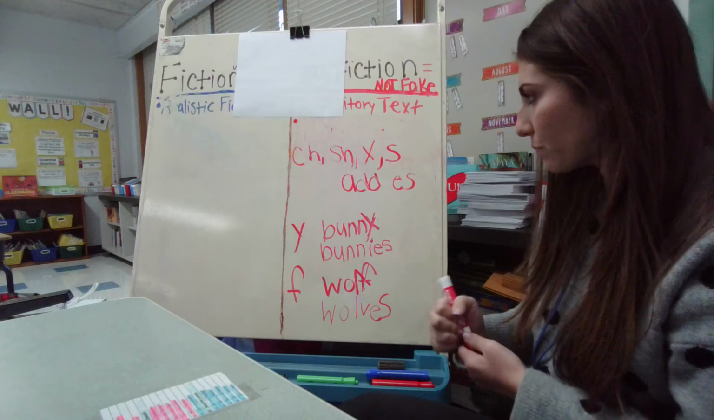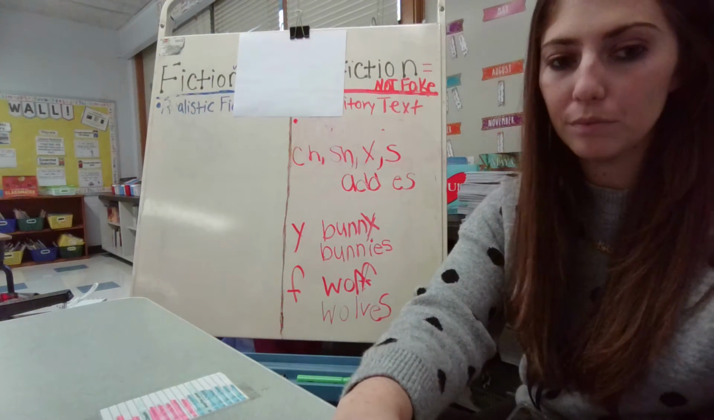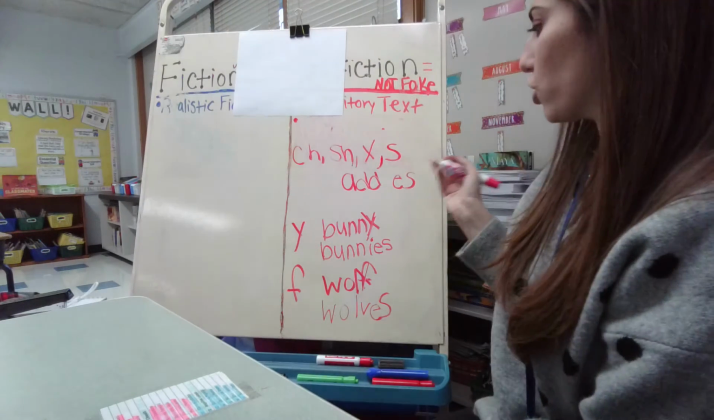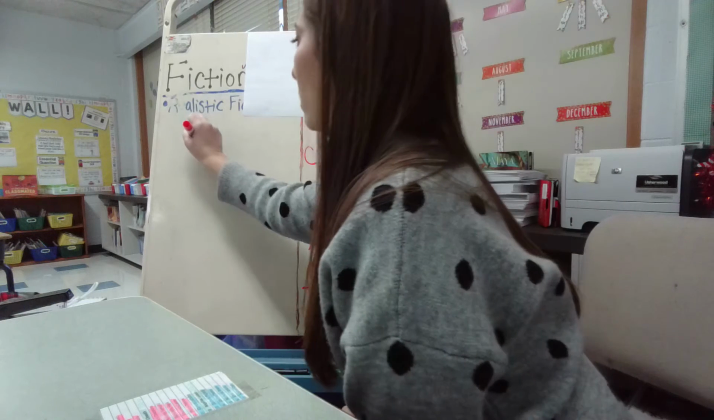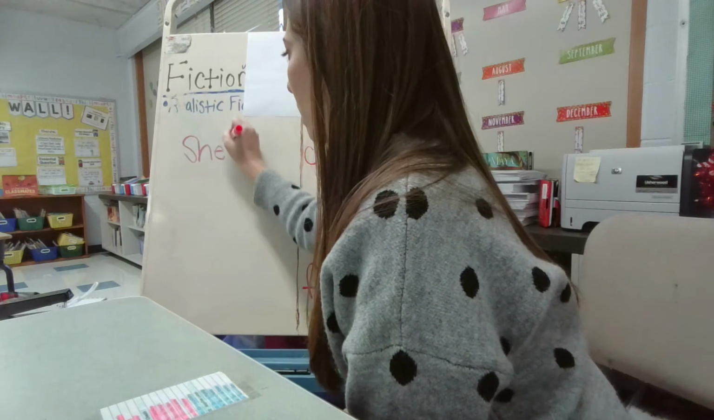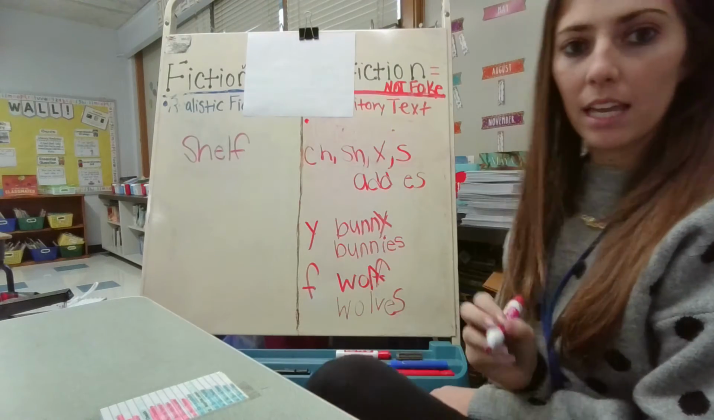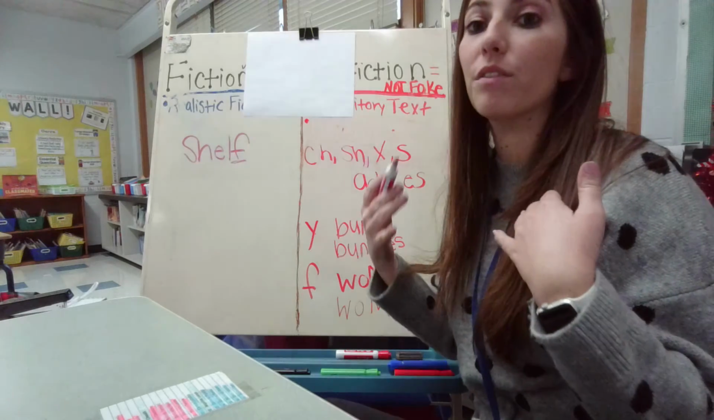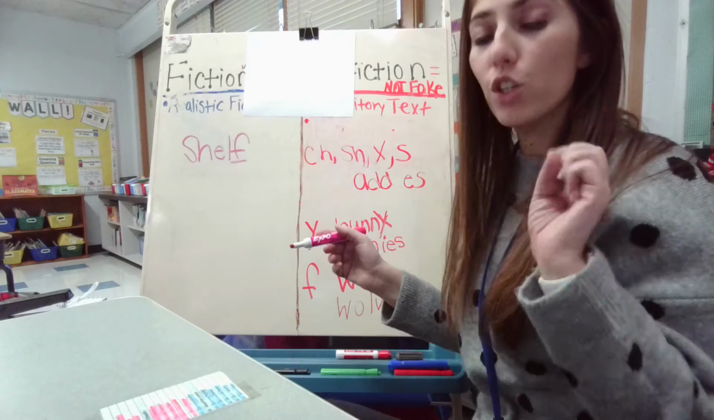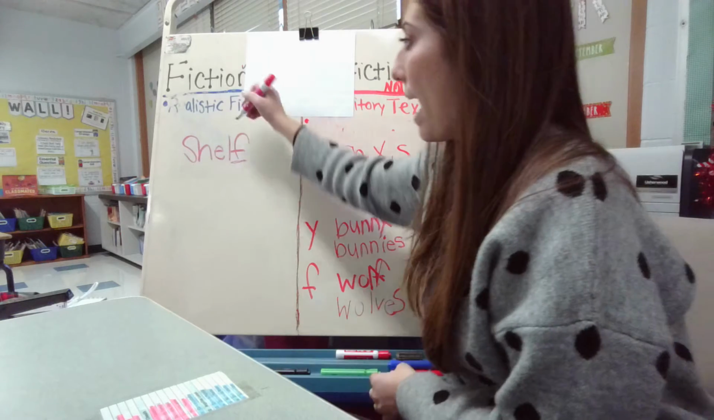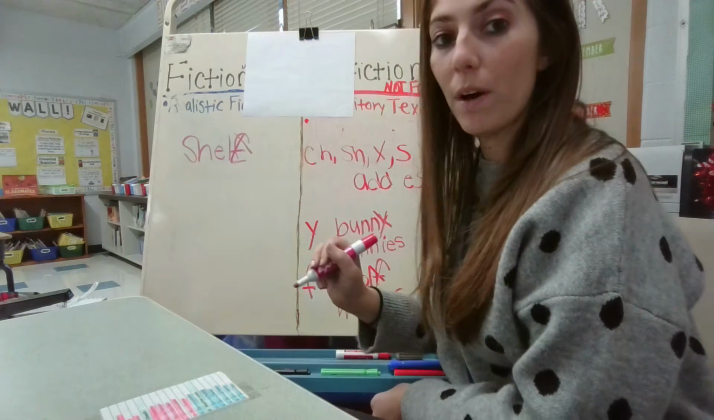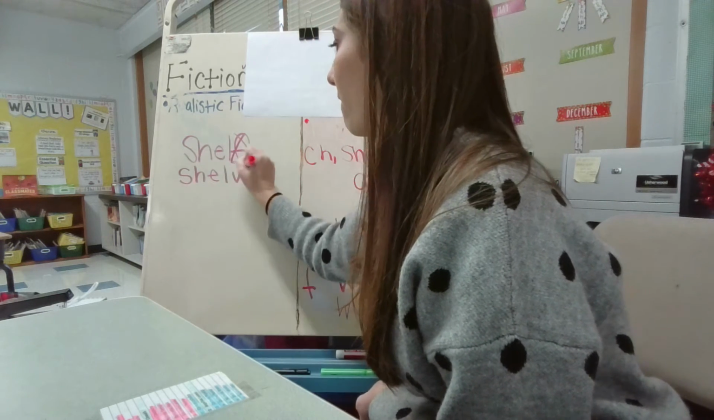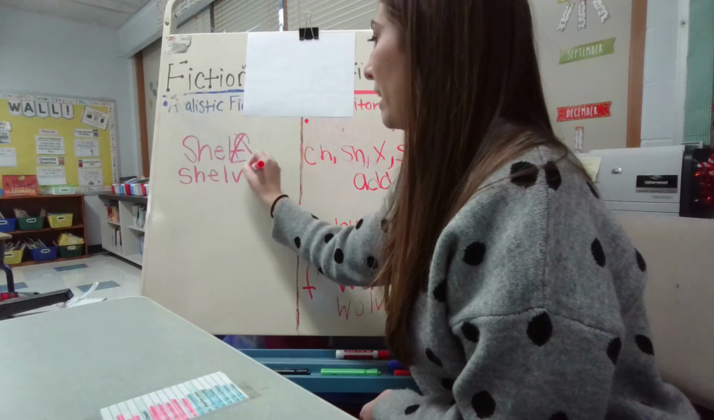Let's practice with a couple more of these. Let's look at the word shelf. Shelf ends in an F. Okay, so if I want to make it into shelves, one shelf, two shelves, I change the F to a V. So it would look like that. And then you add ES.